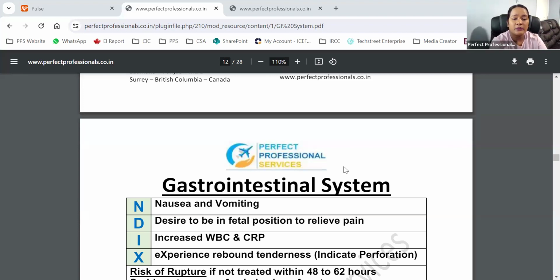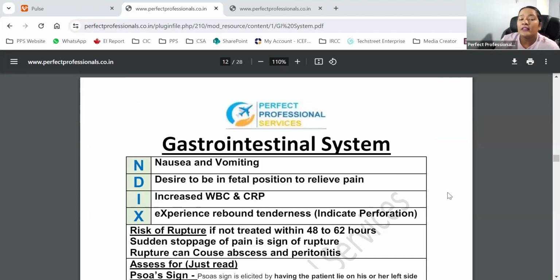There will be increased WBC and CRP, C-reactive protein. Whenever there is infection, it increases, even the WBC count increases, whenever we have any infection, inflammation or any stress to the body. Experiences rebound tenderness. Now, this rebound tenderness will be there when there is a rupture or perforation. Okay, that's an indication of rupture.